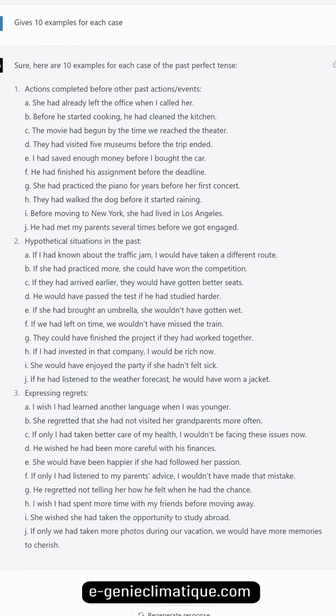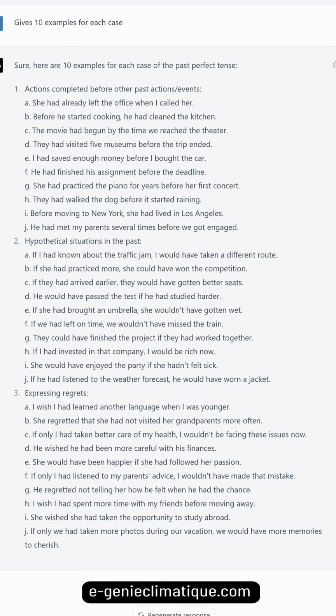Expressing regrets. A. I wish I had learned another language when I was younger. B. She regretted that she had not visited her grandparents more often. C. If only I had taken better care of my health, I wouldn't be facing these issues now. D. He wished he had been more careful with his finances.